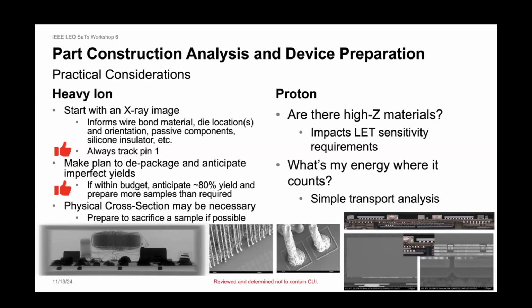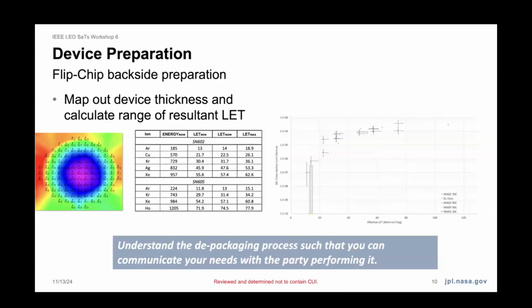And then that was mostly for heavy ions. And then for proton testing, we want to know part construction. Are there high Z materials, right? And so that kind of dictates LET threshold from a heavy ion perspective. What we have to worry about in terms of if we have heavy ion data and we're looking at proton data, or if we need to do proton testing to understand proton sensitivity, right? And simple transport, if we have a lot of material, like you see that large inductor, you see a large stack there, making sure we go through the exercise of performing an energy transport through that stack up.